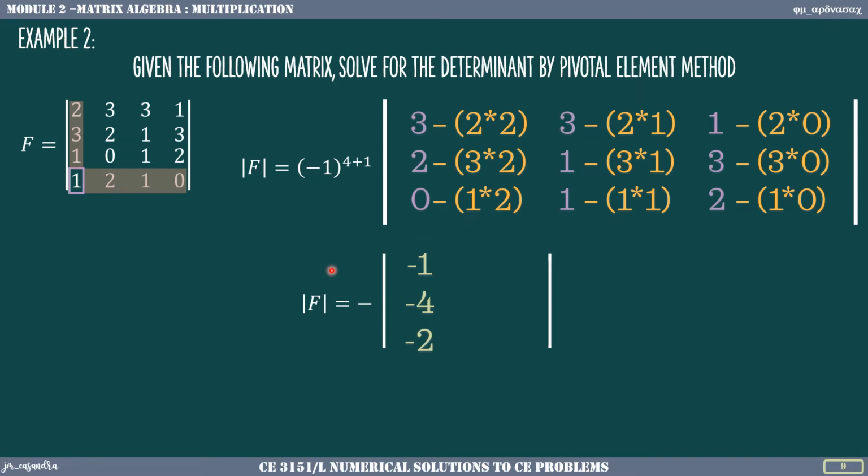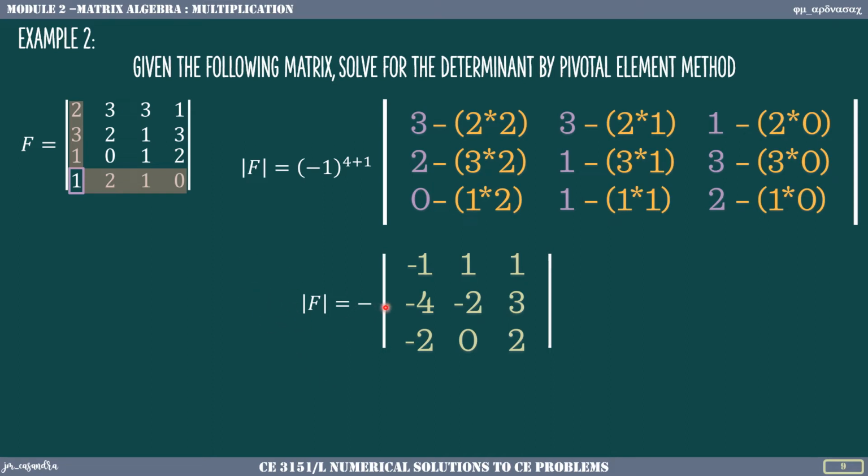Next, we have 3 minus 2 is 1. 1 minus 3, negative 2. 1 minus 1, 0. 1 minus 2 is negative 1. And then we have 1 minus 0 is 1. 3 minus 0, 3. 2 minus 0 is 2. So we can solve already our determinant for matrix F.